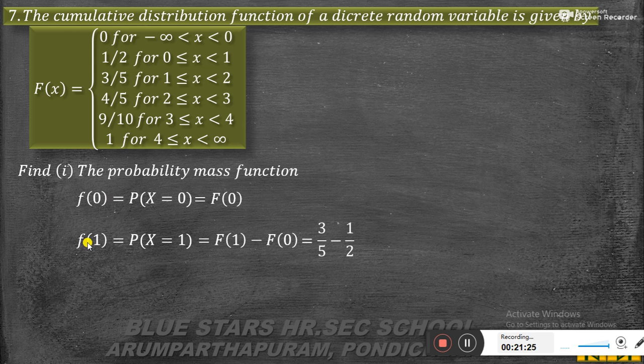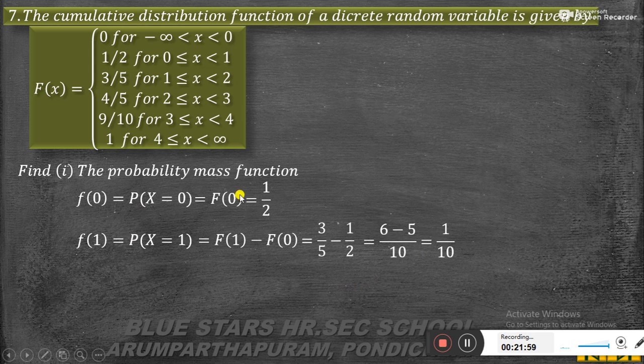Next we calculate x equal to 1. f of 1 equals the probability of x equal to 1. So the probability of x equal to 1 means we take f of 1 minus f of 0. So f of 1 is 3 by 5 minus 1 by 2. Taking the cross multiplication, 3 2s are 6, 5 1s are 5, over 10, 5 2s are 10. 6 minus 5 means 1 by 10. This is the answer for f of 1 equal to 1 by 10.